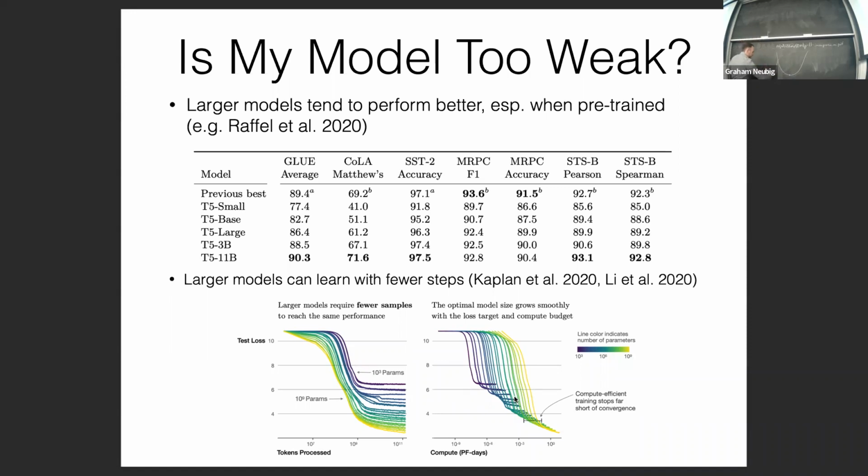Why is this? I don't have the reference on the slide, but there's a nice paper called the lottery ticket hypothesis, which kind of explains this.